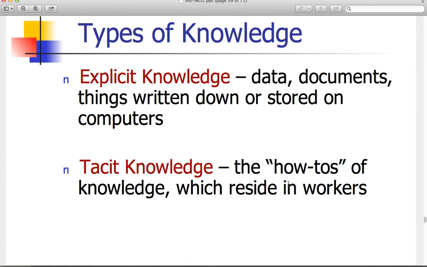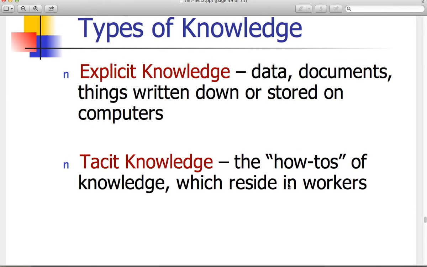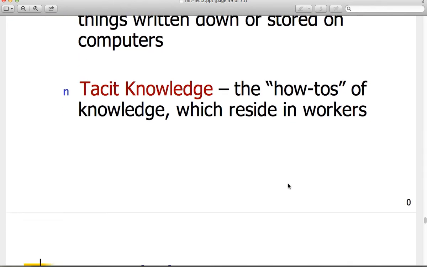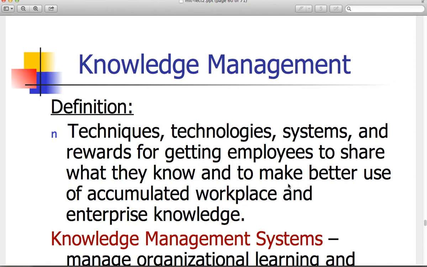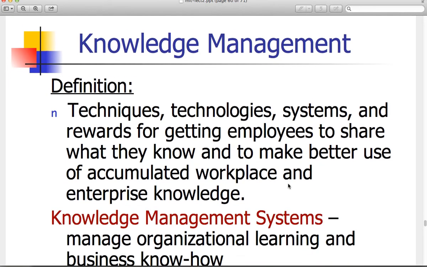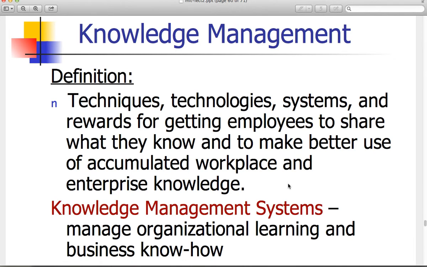Tacit knowledge is how-to, or knowledge which resides in workers. It's skill knowledge. Having an employee that can sell a product, that has sales skills, or who has customer service skills, that's knowledge in terms of skill level. And being able to define that, capture it, and then make it work for everybody else in the department is a way of disseminating that knowledge and making the knowledge work for you.